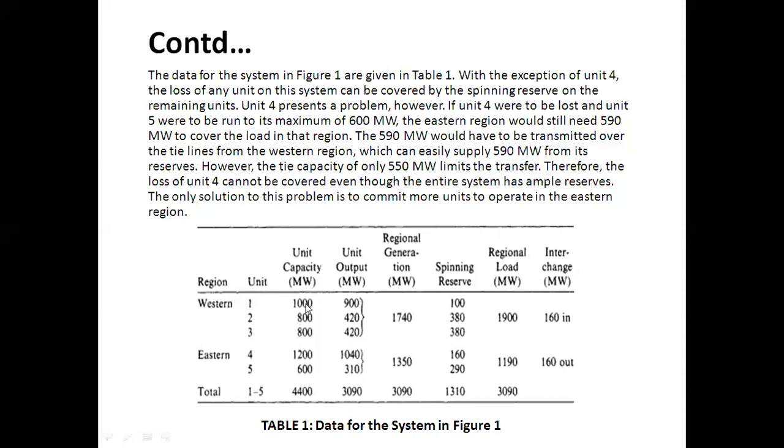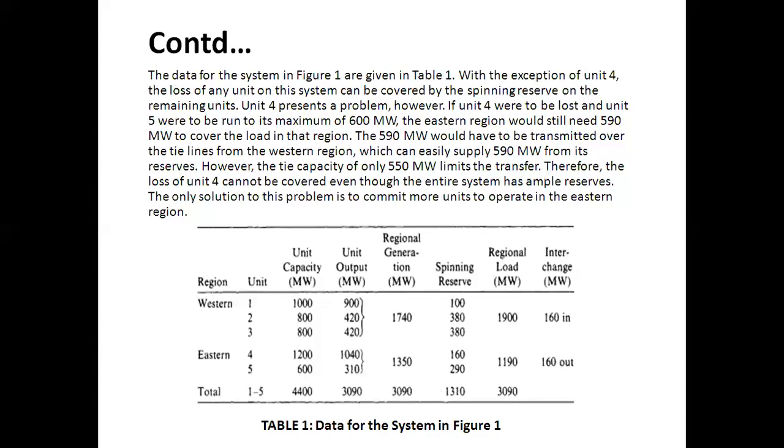That means 1000 minus 900, that is 100, is the spinning reserve of unit 1. 800 minus 420 is 380, the spinning reserve of unit 2. 800 minus 420, that is 380, is the spinning reserve of unit 3. 1200 minus 1040, that is 160, is the spinning reserve of unit 4. 600 minus 310, that is 290, is the spinning reserve of unit 5. So the summation of these five spinning reserves is 1310, the total spinning reserve of the two systems.